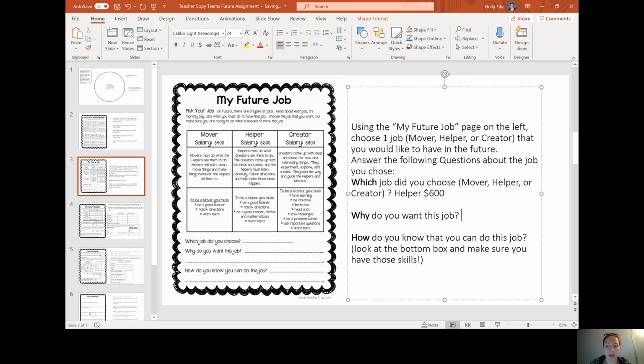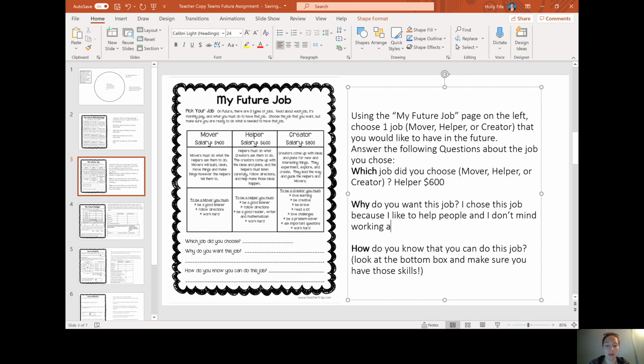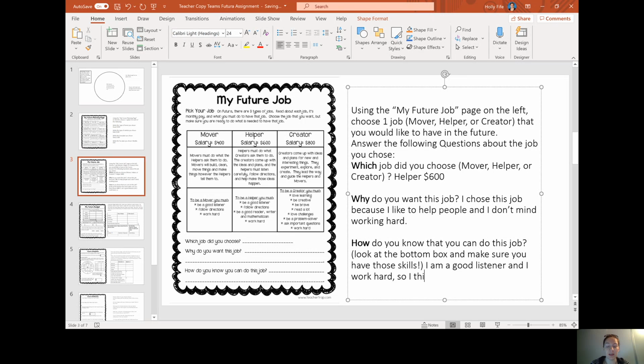I chose this job because I like to help people. And I don't mind working hard. You might have different reasons and you might choose a different job. That's totally fine. We need all kinds of people, right? So how do I know that I can do this job? Look at the bottom box and make sure you have those skills. So like I said, I was kind of saying in the top one, I am a good listener and I work hard, comma, so I think I would be able to do this job.